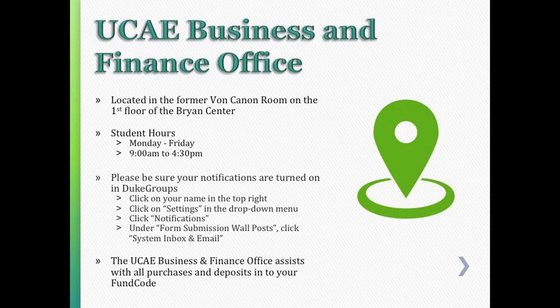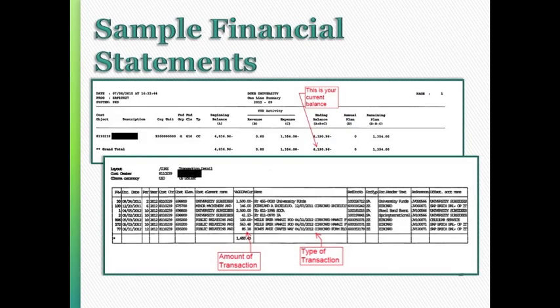They will always respond to your online payment requests via the comments section. Make sure your Duke Group's notifications are turned on in order to receive these messages. Here is an example of a house financial statement. As president and treasurer, you can visit the UCAE Business and Finance Office to receive a copy of your current financial statement at any time.